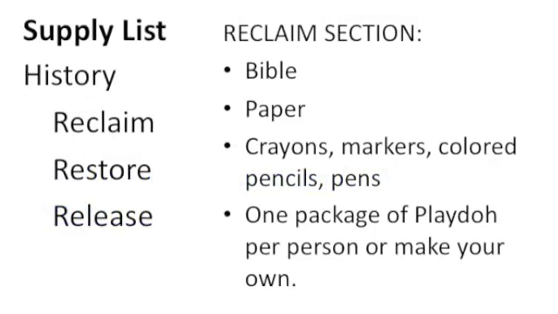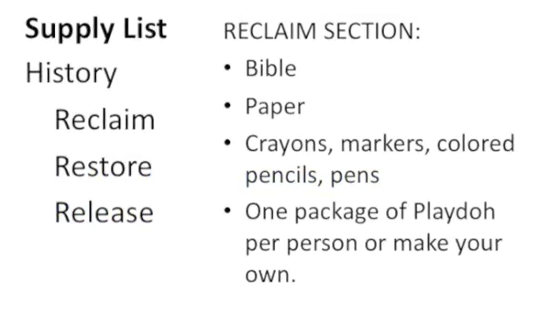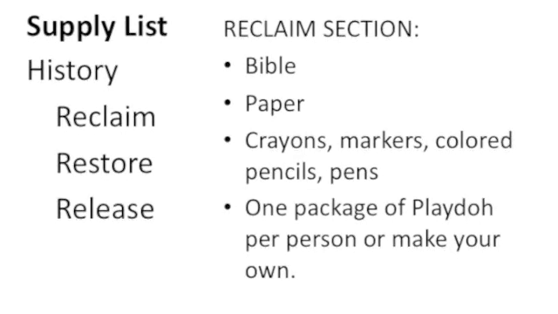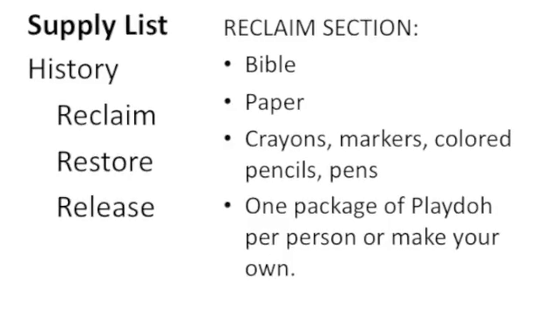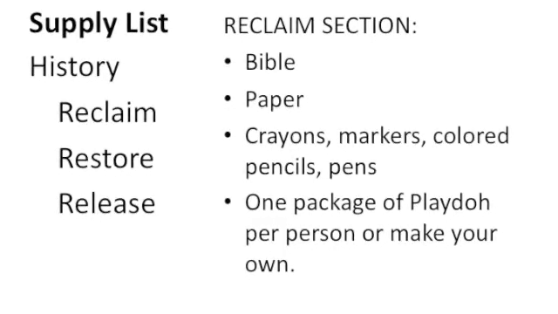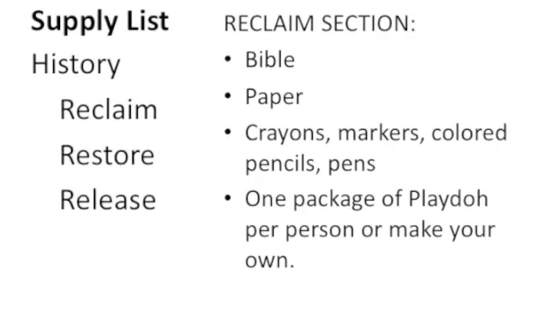Next, let's look at the supply list. Every lesson plan is set up with the Reclaim, Restore, Release components. The Reclaim sections typically are the Biblical Truth section, Restore components are basically skill-building sections, and the Release topics are projects. So for example, here we have the supply list for the History lesson plan.